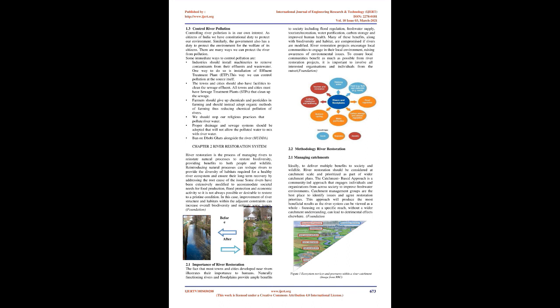Control of river pollution. Controlling river pollution is in our own interest. As citizens of India, we have a constitutional duty to protect our environment. Similarly, the government also has a duty to protect the environment for the welfare of its citizens. There are many ways we can protect the river from pollution. Some immediate ways to control pollution are: industries should install machinery to remove contaminants from their effluents and wastewater.